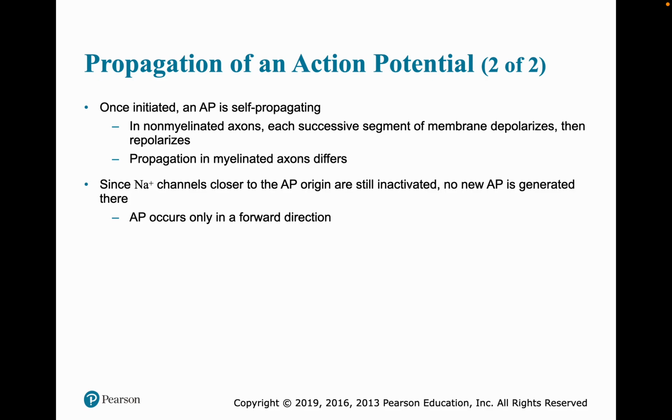And this is where myelination in nerves becomes important. In non-myelinated axons, each successive segment of the membrane has to depolarize and then repolarize. In myelinated axons, it's different. We can jump from node to node. So the sodium channels closer to the action potential are still inactivated. No new action potential is generated there. Bottom line, this is a one-directional movement. It moves down the axon.